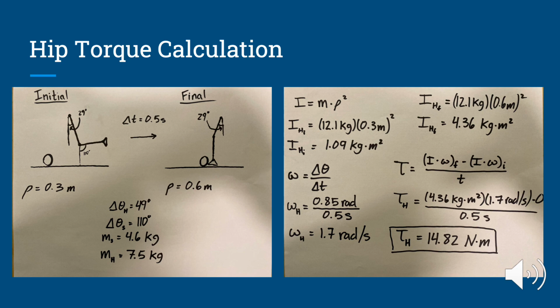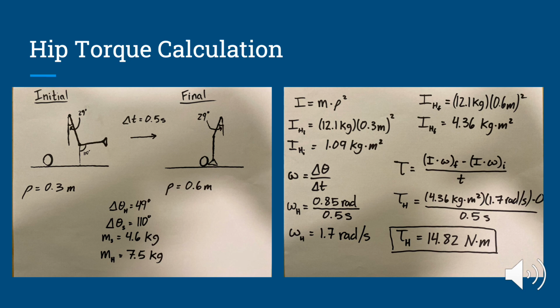And then in our final, which is 0.5 seconds later, it's a 29-degree flexed hip, and a knee that is parallel with the y-axis. So our radius of gyration for the initial is 0.3 meters and final is 0.6 meters. And then we have our masses: the shank is 4.6 kilograms, and the thigh is 7.5 kilograms. We combine those two for the hip torque calculation because the hip is moving both shank and thigh.